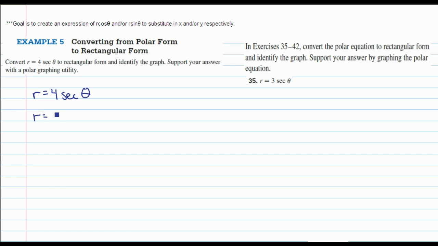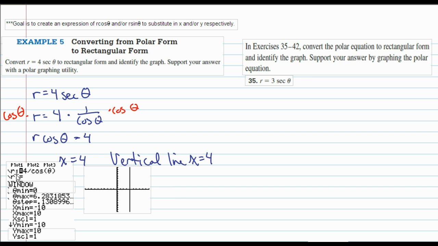Well, I have r, and then on the right hand side I have 4 times 1 over cosine of theta. So let's just multiply both sides by cosine of theta. And then in that one step, I have r cosine theta now on the left side, which equals 4. So r cosine theta was our x coordinate, so x equals 4. So this should be a vertical line, x equals 4. I graphed in polar mode 4 over cosine theta, which is 4 secant theta, and I can see that I have a vertical line here at x equals 4. So my answer is correct and supported with a polar graphing utility. I wouldn't be able to graph vertical lines in function mode anyway.